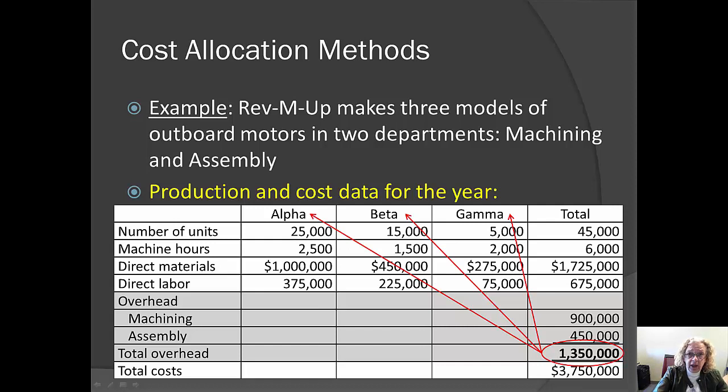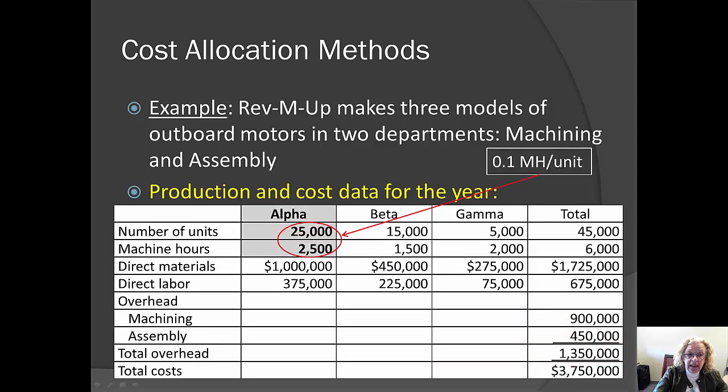We also have some more information that might be useful to us. Here we see that we made 25,000 of the alpha version of our motors, and that it took a total of 2,500 machine hours to do that. This suggests that it takes about a tenth of a machine hour to make one of these motors. We can do the same thing for beta, and we find that it takes about a tenth of a machine hour to make each unit.